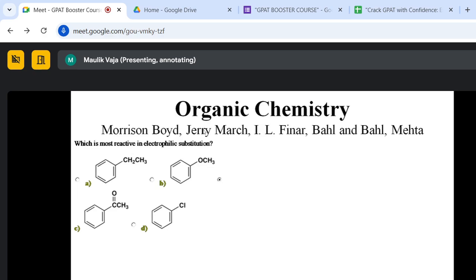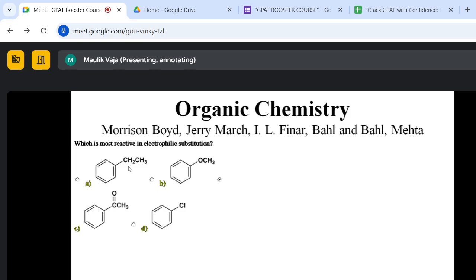Because as we have discussed, electron donating groups are activating groups. Activating groups means they activate the ring towards electrophilic substitution reaction, while electron withdrawing groups deactivate the ring towards electrophilic substitution reaction. So we have to identify which one is electron donating and which one is electron withdrawing. In option A, CH2CH3, is it electron donating or withdrawing?